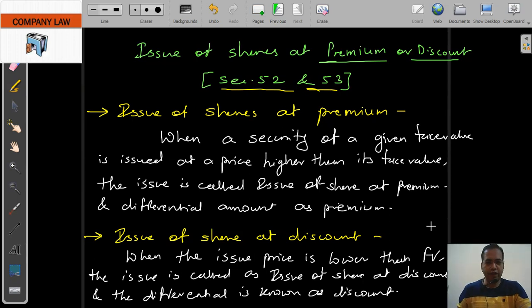So let's assume that a company is issuing security more than its face value, then it is issue of share at premium, and if the company is issuing less than its face value, then it is issue of share at discount. Now why will the company issue more than that? Because the fair value of the share may be different in that particular case. Let's assume that the company's face value is rupees 10 and the company is issuing shares at 100 rupees. So the 90, that is the difference between the face value and the issue price, is called premium, and that should be transferred to the securities premium account. I hope you understood this particular concept very well.